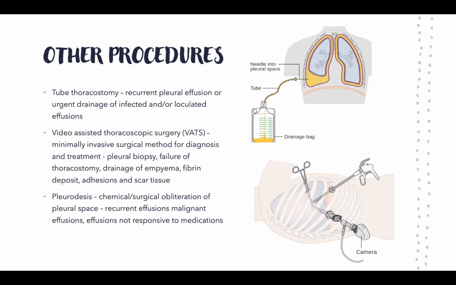Or we can surgically obliterate the space as well. So we can actually remove this lining. This is indicated when there's recurrent effusions or malignant effusions, or when you're treating a particular effusion like heart failure and it's not responsive to medication at all. So that's another useful method.